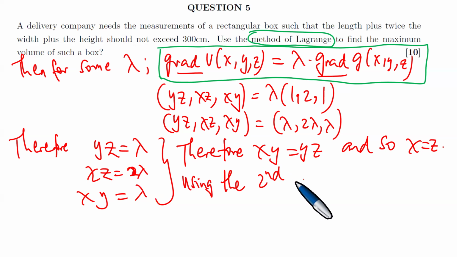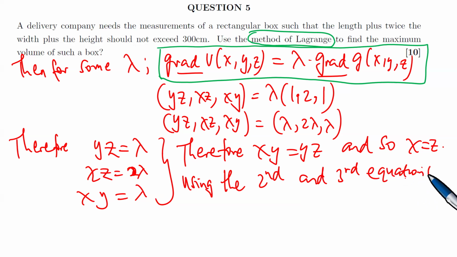So using the second and third equations, what do we have? Right, so here in the place of z, you put x, giving us x squared is equal to... so yeah, you have x squared. So you replace z by x. So you also come here, in this case, you replace z by x.